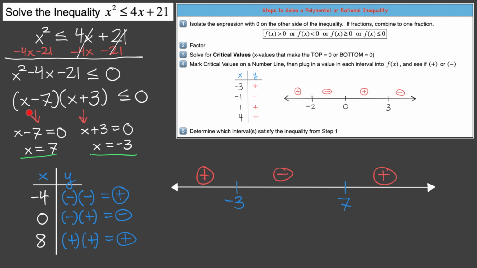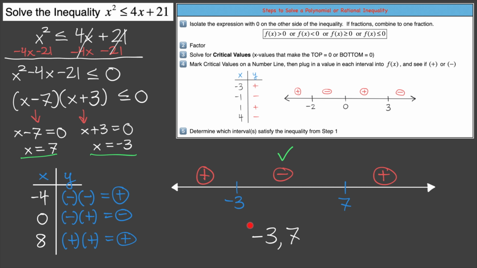So we want the product of these two factors to be less than or equal to 0. What does that mean, less than or equal to 0? That basically means negative. So we want these to multiply to a negative number. Well, the only negative interval here is this one. So this is the interval that's going to satisfy this inequality. So I'll put a check mark there. So our interval is going to be negative 3 to 7, our answer.